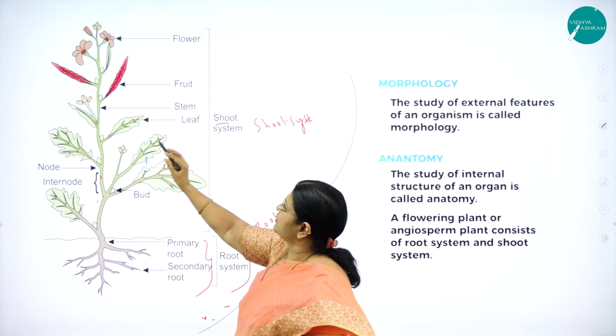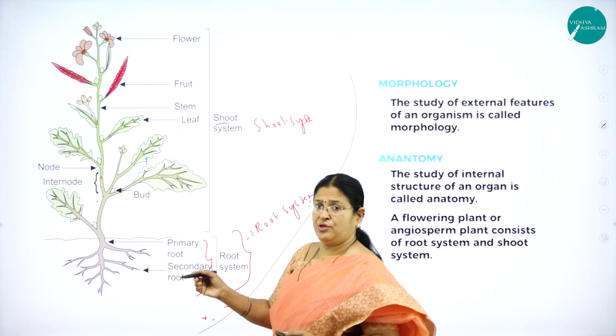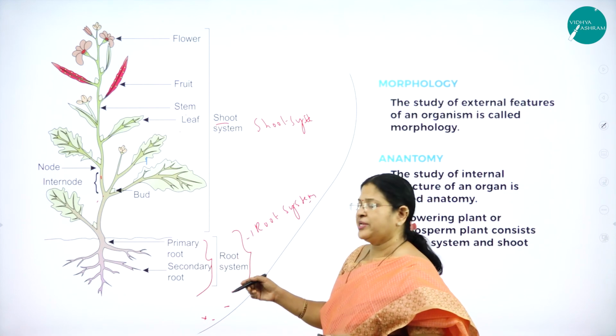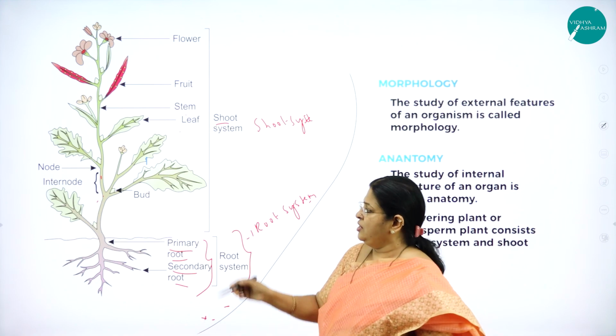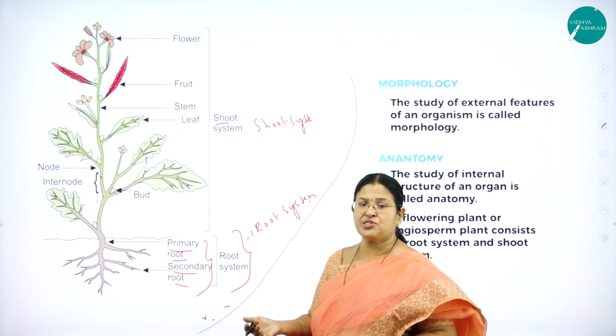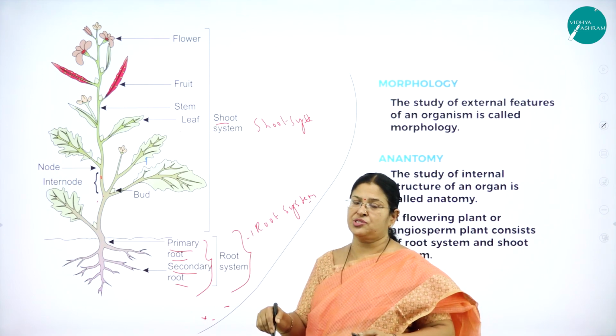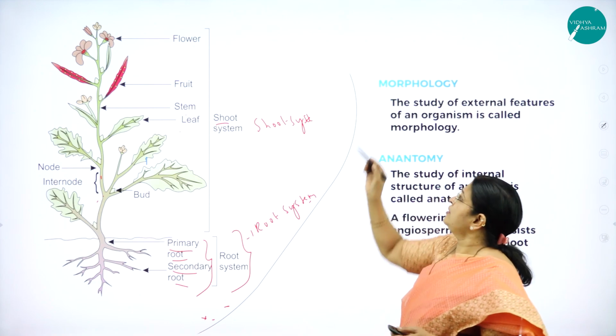You can see the bud, the leaf, the stem, fruit, flowers, etc. So, when compared to the root system, in the root system you can see only the primary root, secondary root and the tertiary roots. But the part which is above the soil we call the shoot system, and the part which is below the soil we call what? Root system. Right.